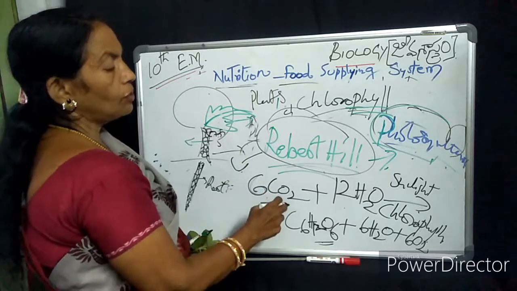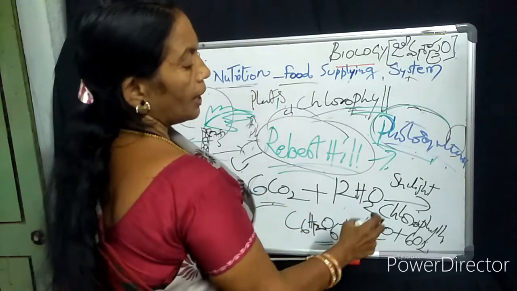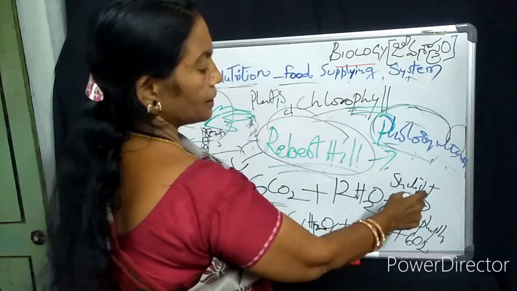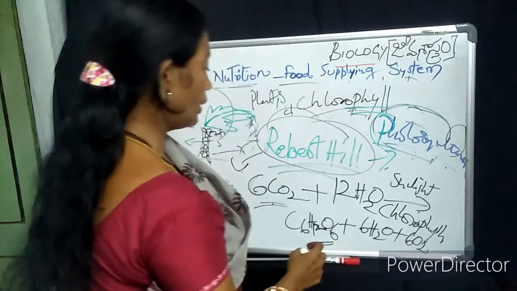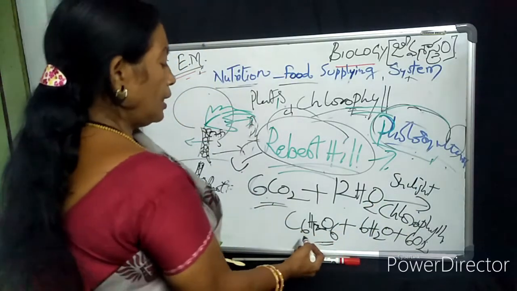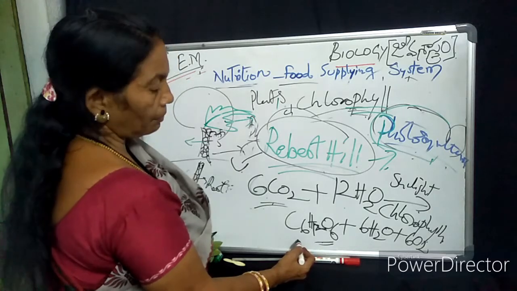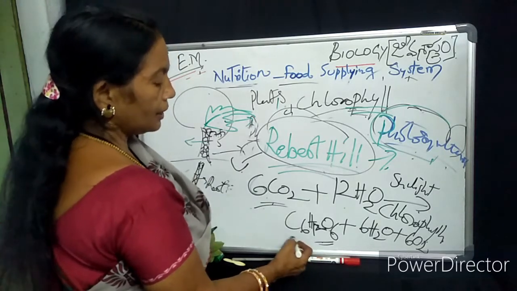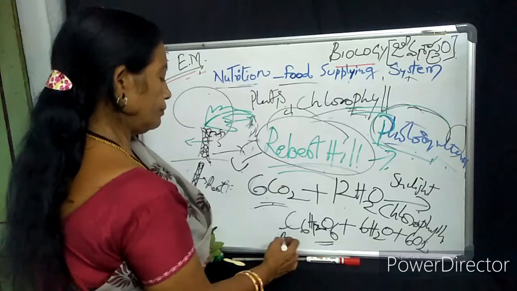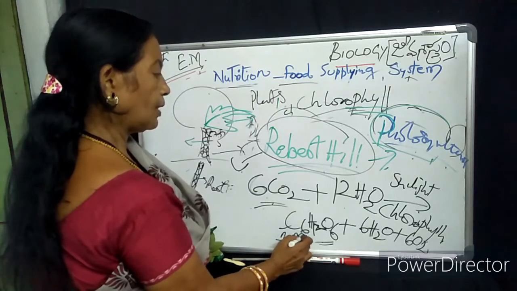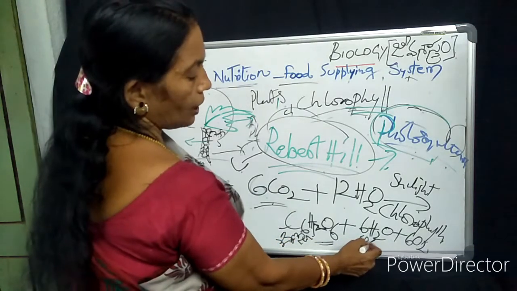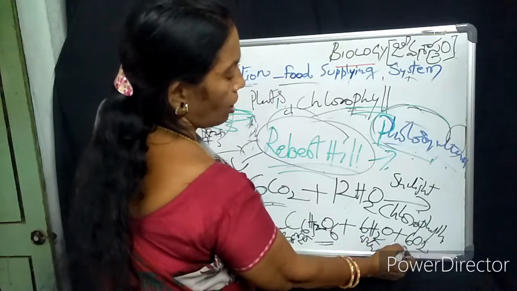6 CO2 plus 12 H2O, in the presence of sunlight with the help of chlorophyll, prepares, that means the plant prepares food content. This is glucose. This is water. H2O means water, and oxygen.